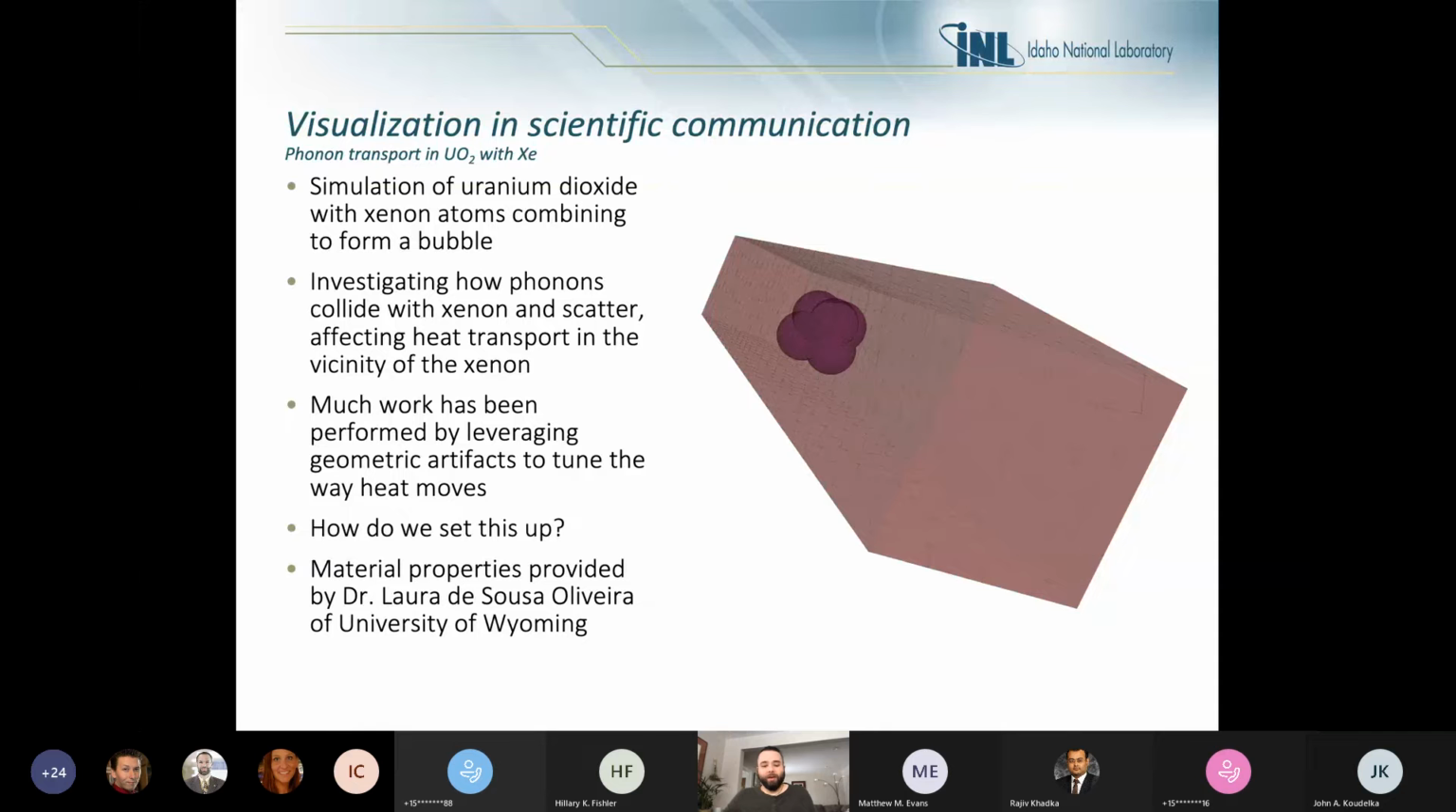If we think about it, after 18 months of a fuel cycle, thermal conductivity roughly goes down by a factor of 4 due to the xenon buildup.